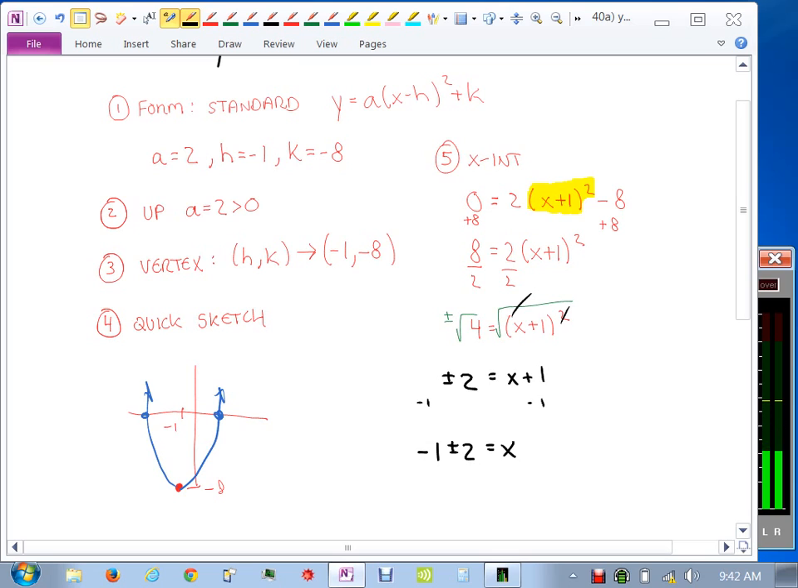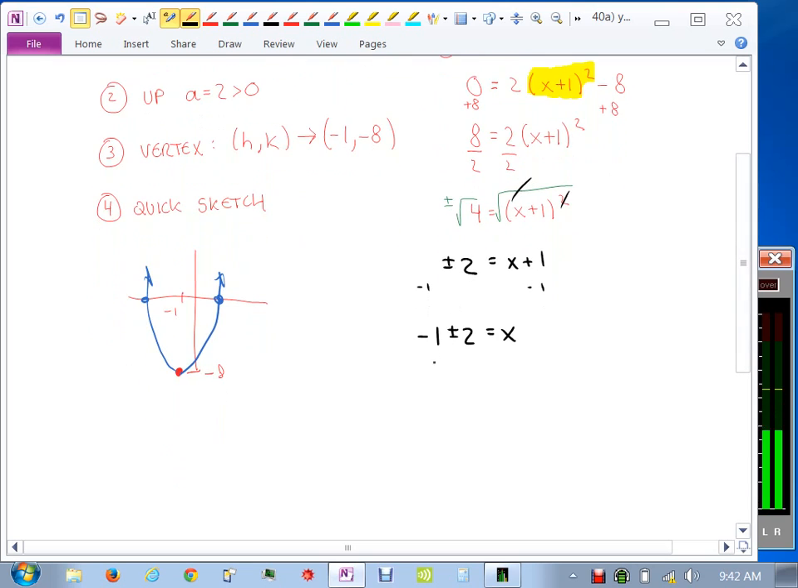Be careful there. The big mistake I was seeing is people were subtracting 1 from 2. You can't do that. You have to say, I'm going to take negative 1 and add 2, and take negative 1 and subtract 2. So that's why I wrote it this way. And now let's do that. What would negative 1 plus 2 be? Well, negative 1 plus 2 would be 1.